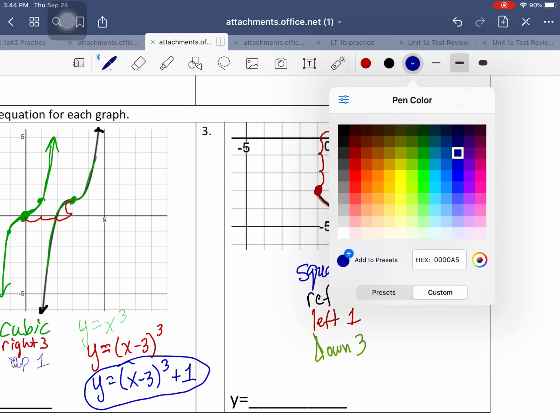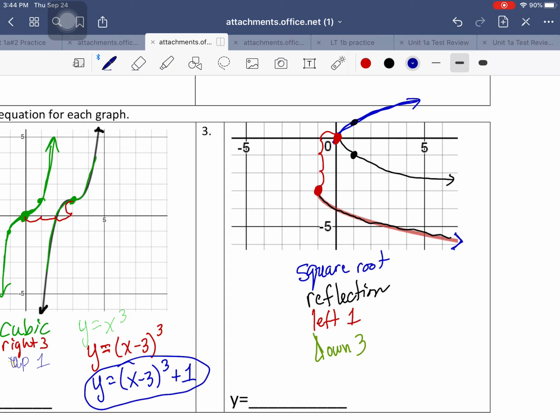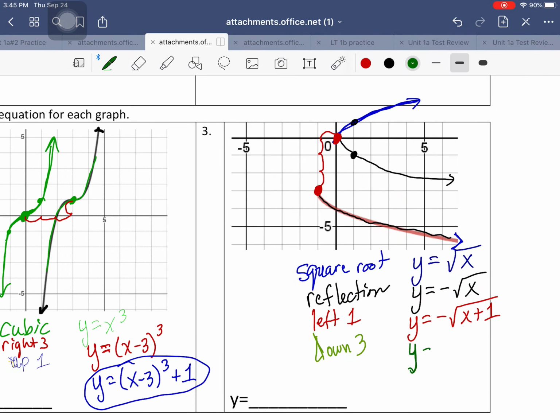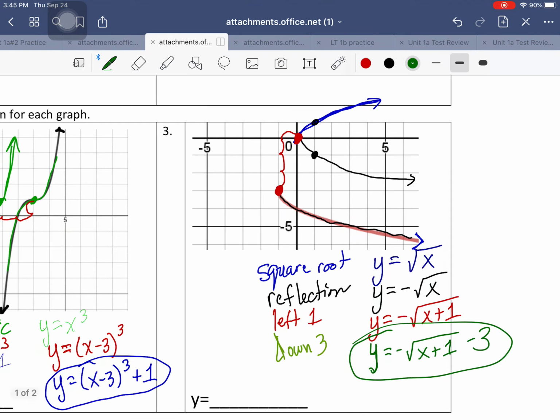Now to build these equations. We're going to start off with square root, which is y equals square root symbol x. Do a reflection on that. Reflection just means you put a negative after the y. Left 1. So with the reflection, go left 1. That's plus 1. So we have the reflection that happened. We have the left 1. And then we're going to go down 3. Minus 3. And there's your equation.